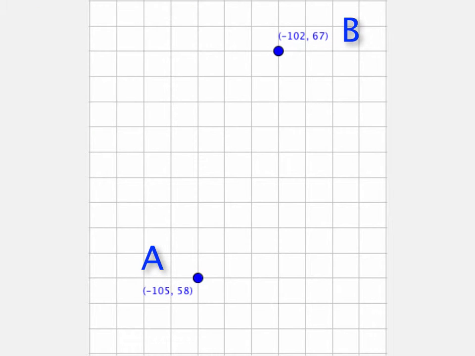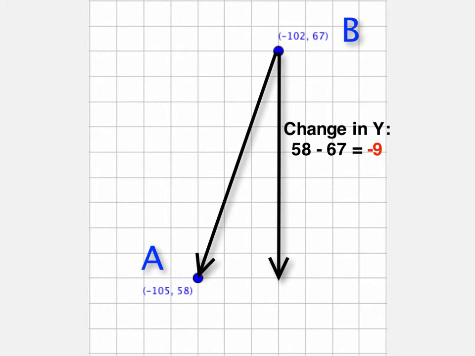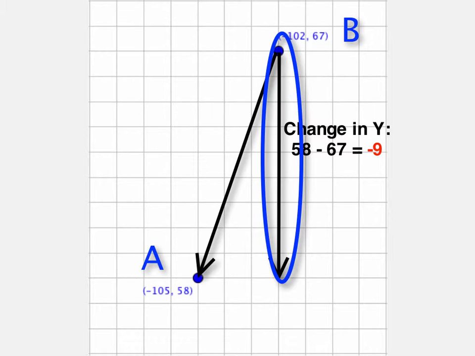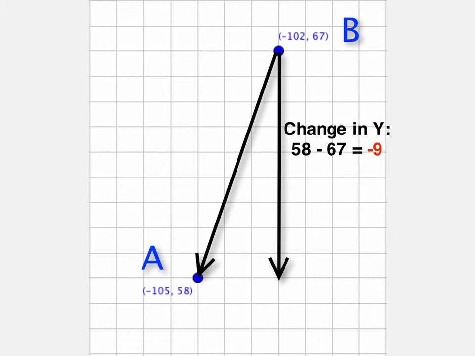Really quickly, let's find the slope in the other direction. All right, now our change in the y values is going to be 58 minus 67, for a grand total of -9. Of course, the length of this line is not -9. -9 is the change in our y values.